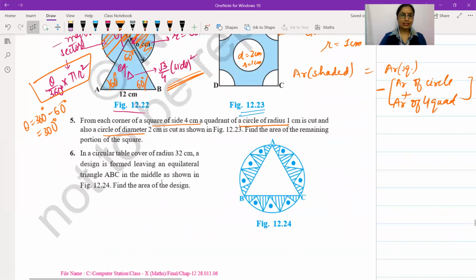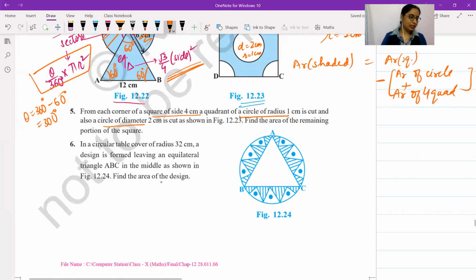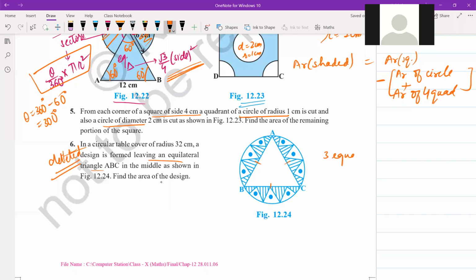Question number 6. Now, this question actually could be done, but this is based on a problem where the central angle becomes 120 degrees. So this will be deleted. And just to let you know how the central angle is 120 degrees, if you look at the problem given to you, the triangle is an equilateral triangle. This makes the chords of the circle equal. There are 3 equal chords for the circle given to you.